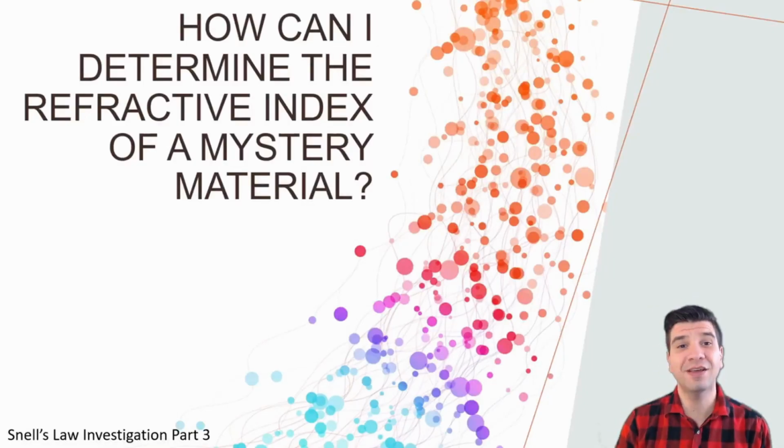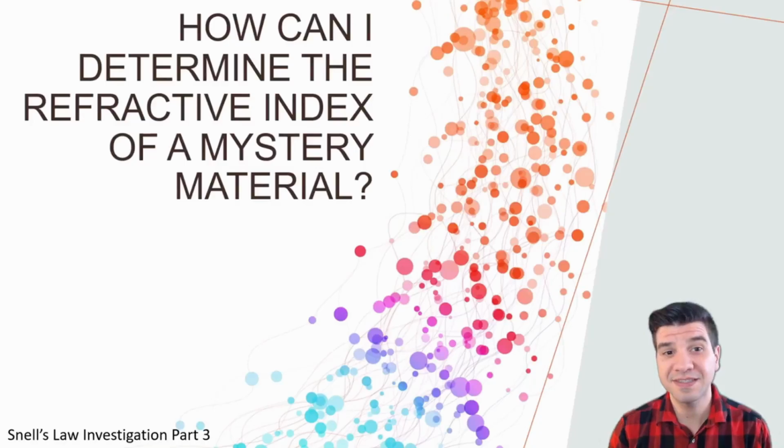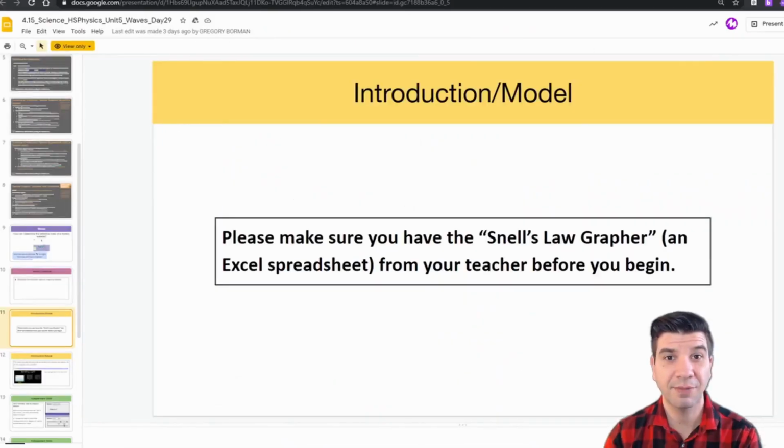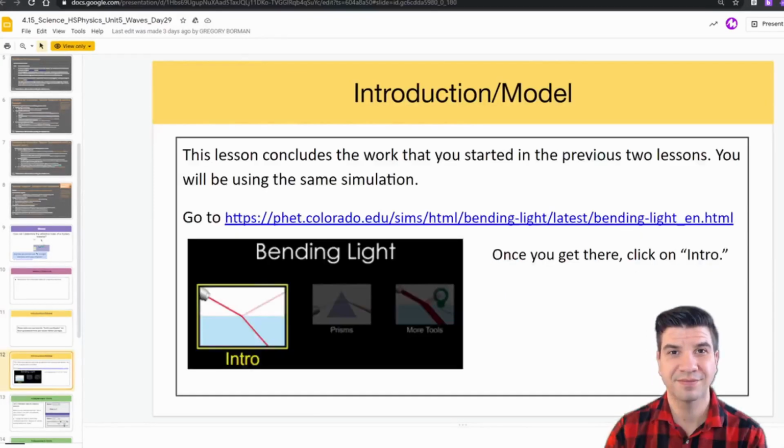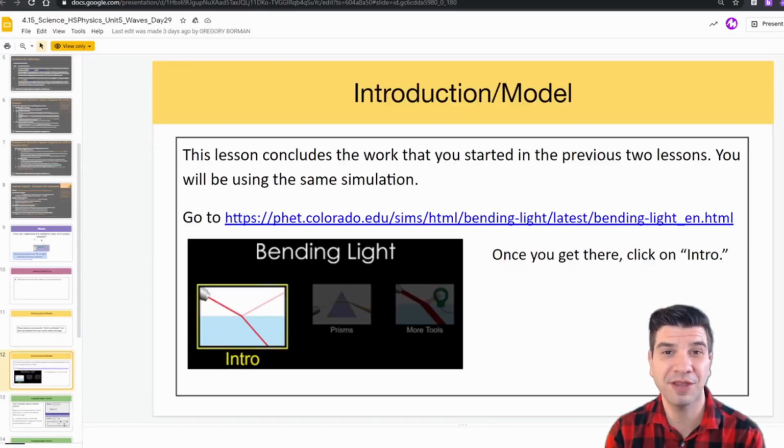Today we're going to be taking a look at Snell's law, specifically how to identify the refractive index of a mystery material. Now before we get started, please make sure that you have a copy of Snell's law grapher. It's an Excel file. You can get that from your teacher before we begin. This simulation will conclude the work that we started in the previous two lessons. We're going to be using the same simulation, PhET's bending light.